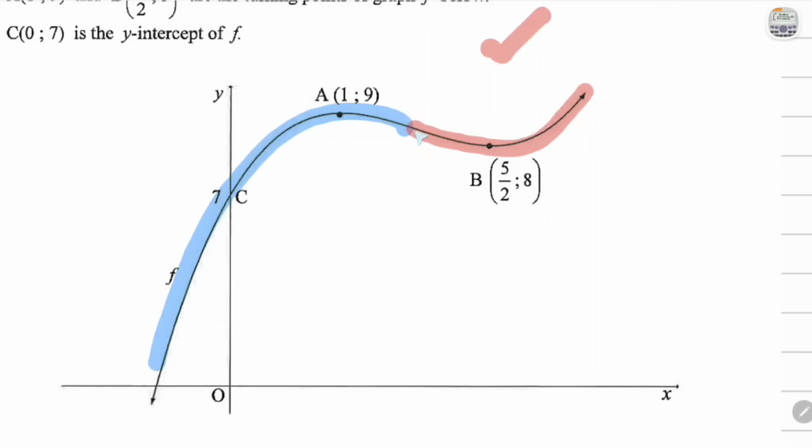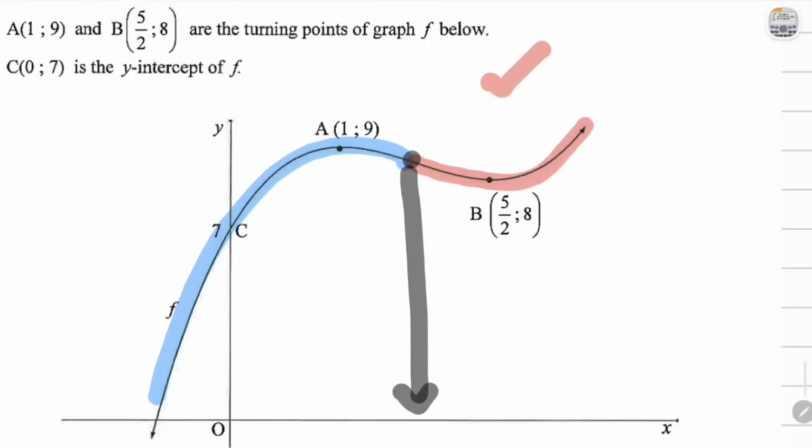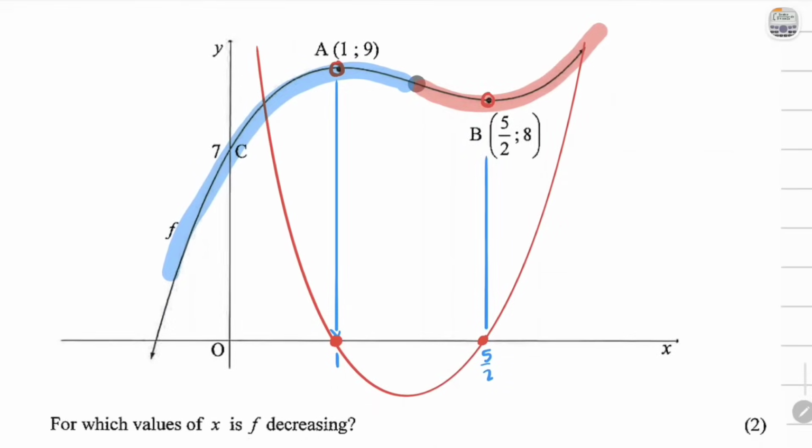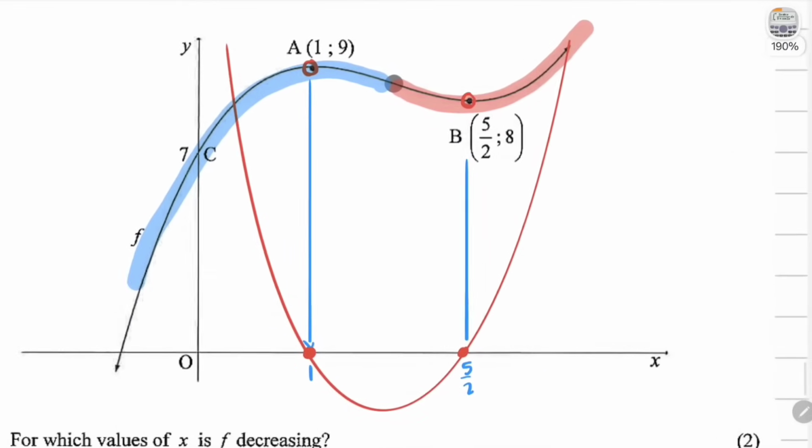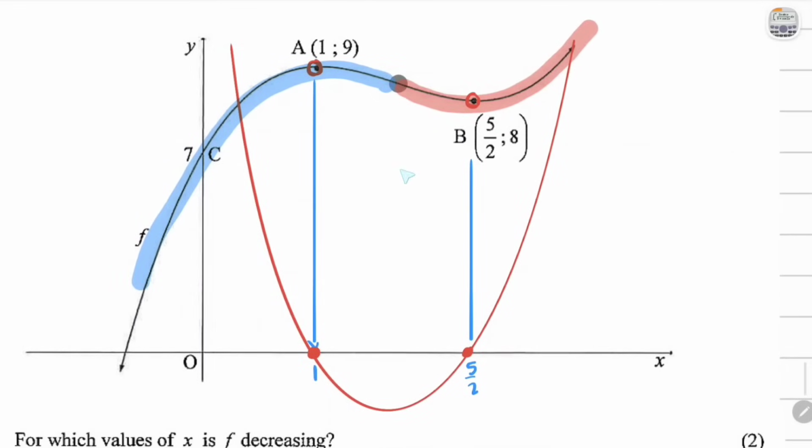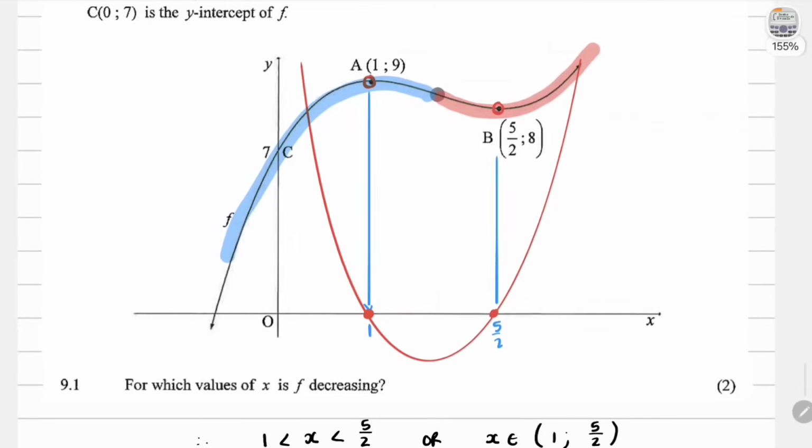Well, where it changes concavity is at the point of inflection. So if we find out exactly what the point of inflection is, we will be able to find out where it changes concavity. Now you'll notice I brought the parabola back, and there's a reason for this. You see, to find out where the point of inflection is, look at the parabola.